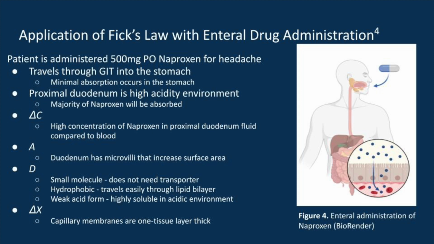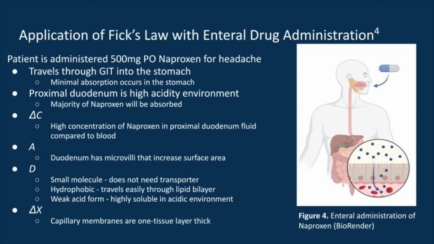So, let's look at a patient who is administered 500 milligrams of naproxen orally for a headache. This naproxen travels through the gastrointestinal tract into the stomach, and there is minimal absorption that occurs in the stomach for drugs, so the drug continues into the small intestine. Naproxen will actually be absorbed mostly in the proximal duodenum because it is a high acidity environment, and we'll figure out why that's so important later when applying the equation of Fick's law of diffusion.